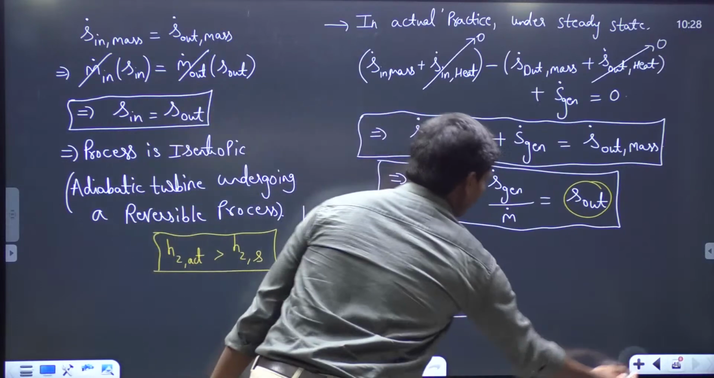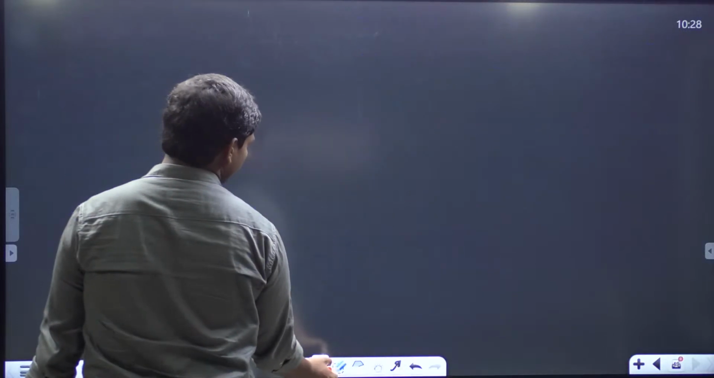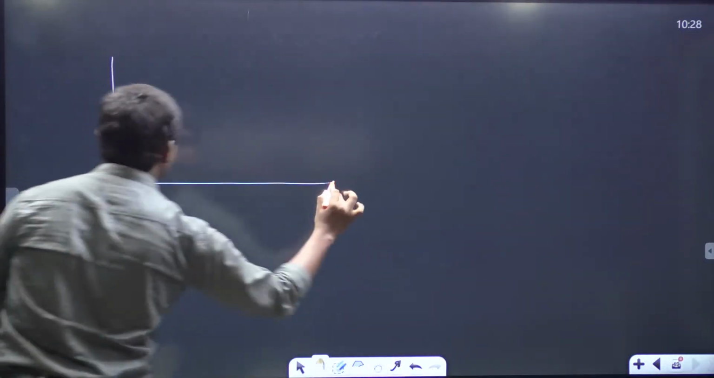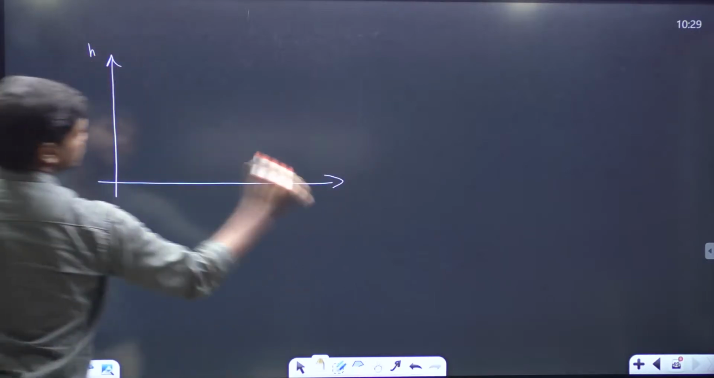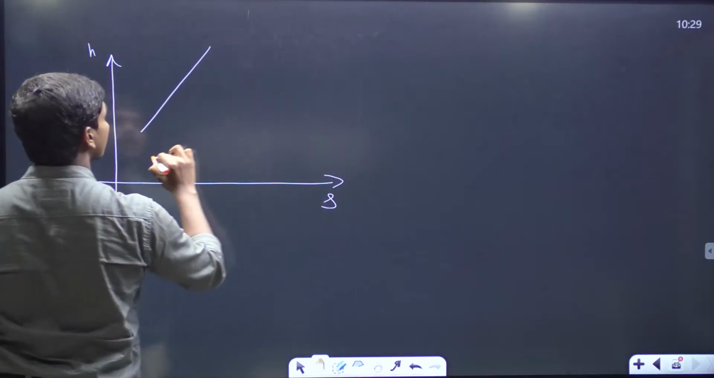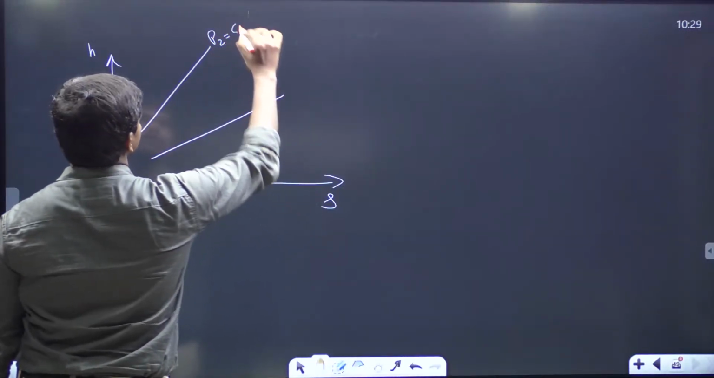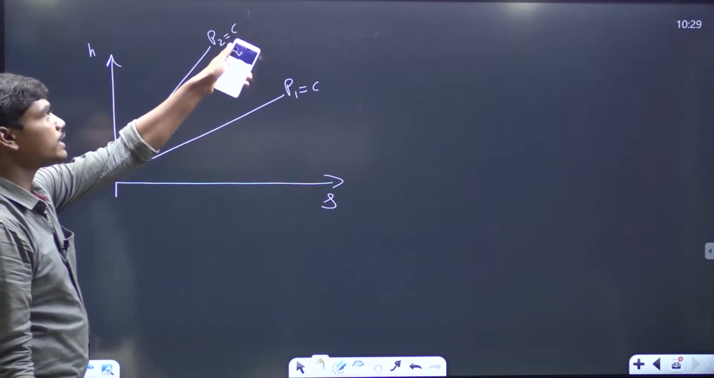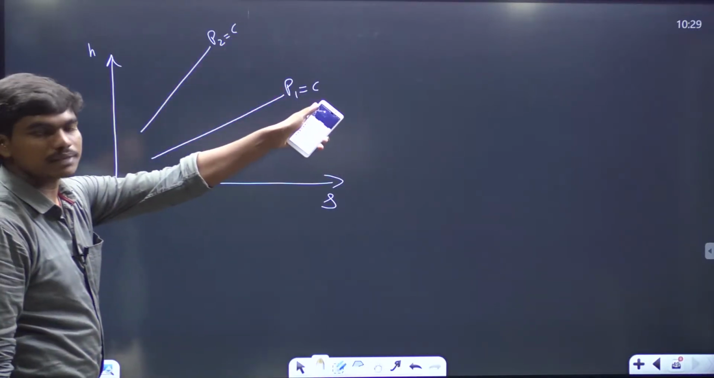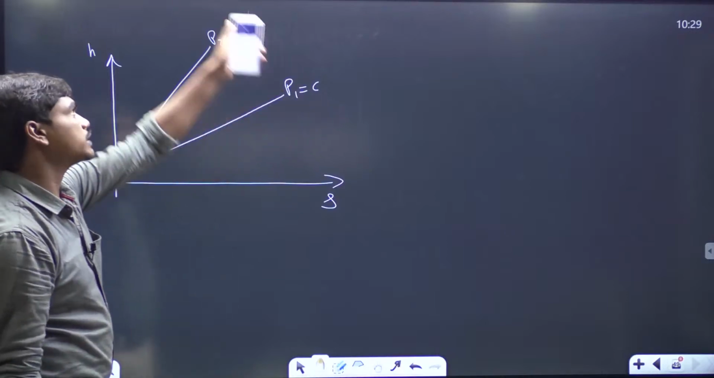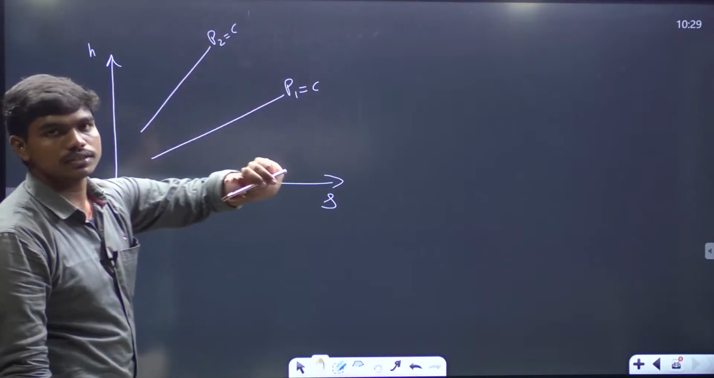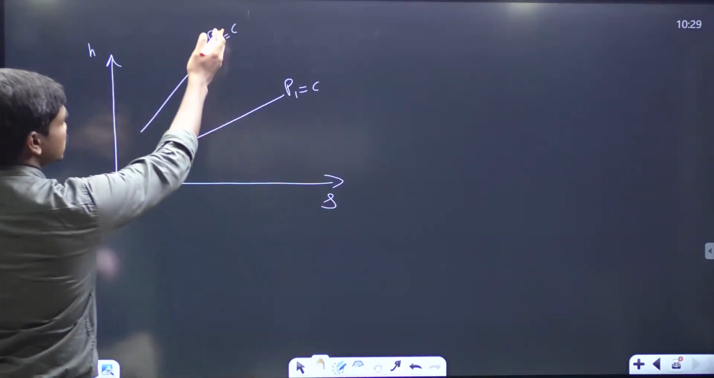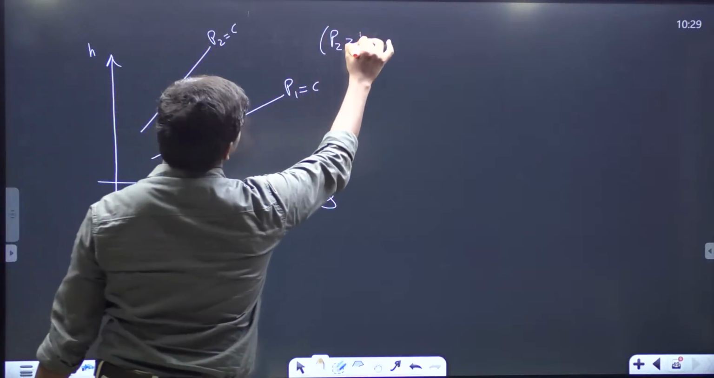I'll enlarge this diagram, or else if you would like to see this on a broader scale, so see here. H, S, and let us suppose there are two constant pressure lines, P2 equal to C and P1 equal to C, which are basically the inlet condition of the turbine, and P1 is equal to the exit pressure of the turbine. Basically in a Rankine cycle, P2 is the boiler pressure and P1 is the condenser pressure. Whoever teaches you applied thermodynamics will definitely teach you this. So from my intention as of now, P2 is greater than P1, that's it.